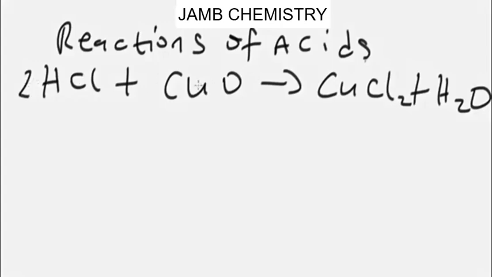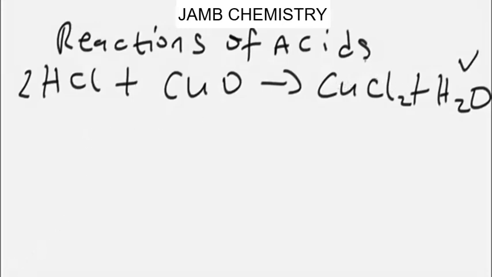Chlorine is now balanced. What of hydrogen? We have two atoms of hydrogen. Hydrogen is balanced. We have two atoms of hydrogen here at the left as well. So copper, we have one atom of copper. We have one atom of copper. For oxygen, we have one atom of oxygen. We also have one atom of oxygen. So the chemical equation is balanced. So when hydrochloric acid reacts with copper oxide, we're going to have these outputs: copper chloride and water.